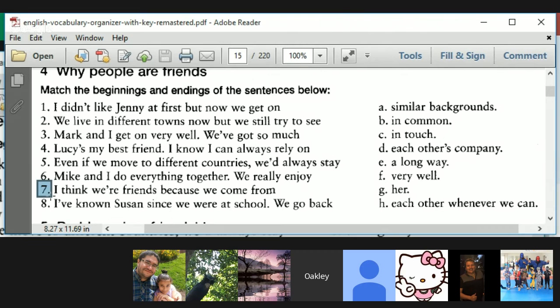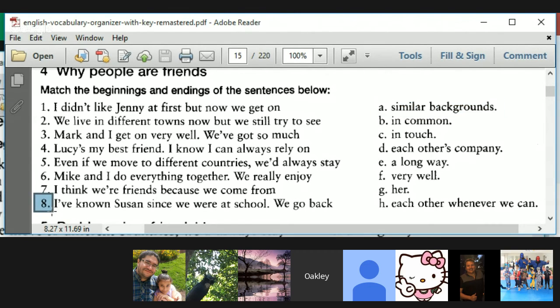Okay. Sam, number 7. I think we are friends because we come from similar backgrounds. Similar to the idea of you have so much in common. Similar backgrounds, more specifically, though, is about your experience, whereas you have so much in common can be about your experience or your interests and or your opinions or anything else that may be similar. So similar backgrounds is your history.